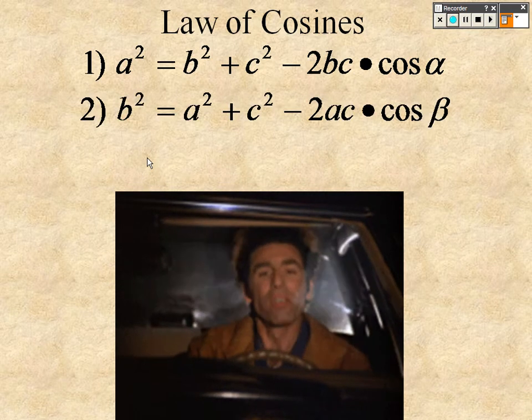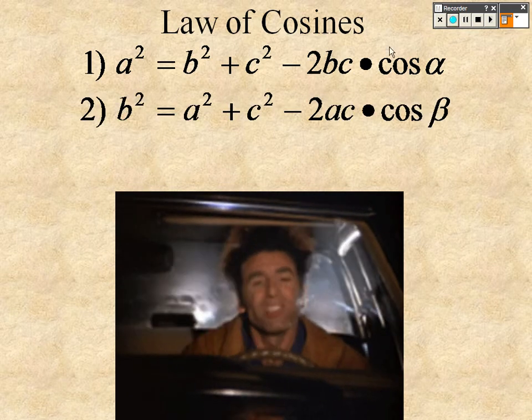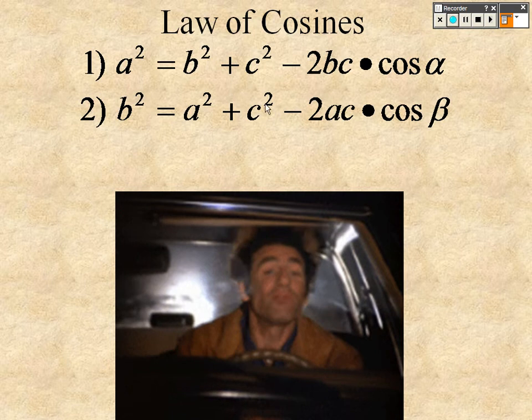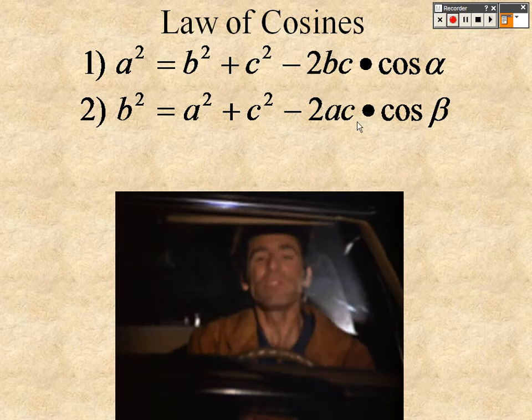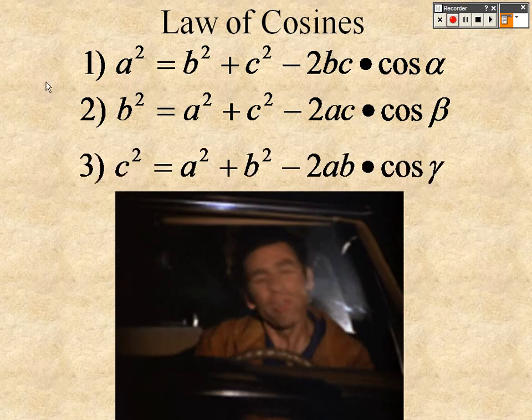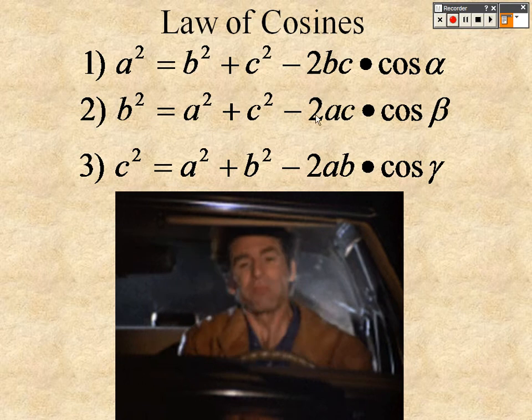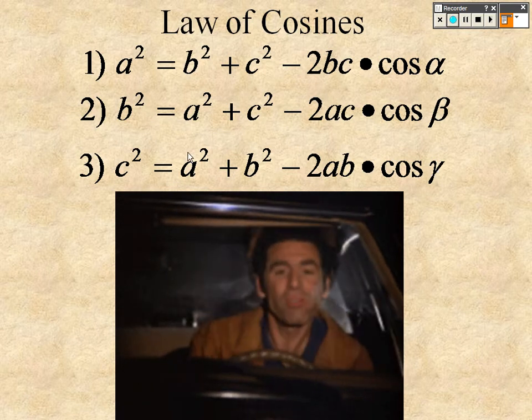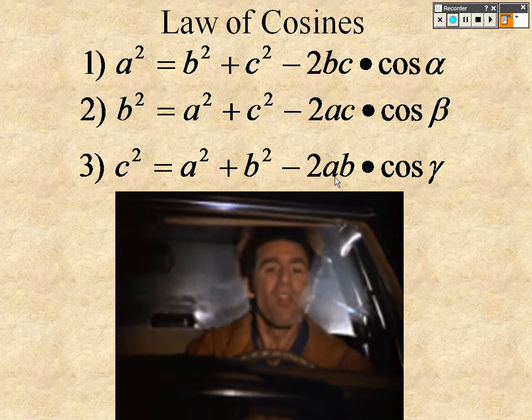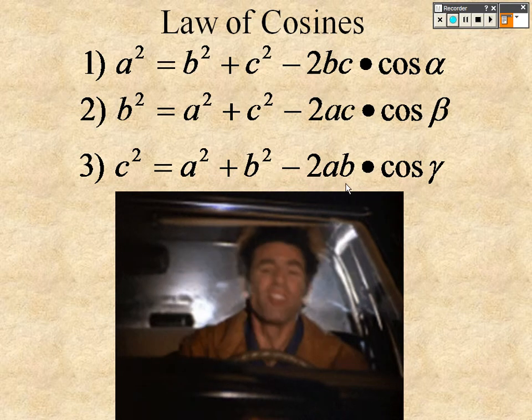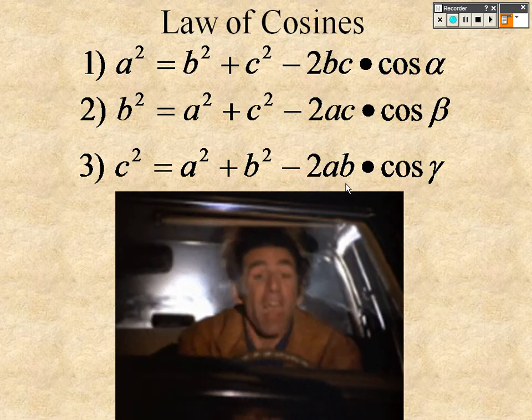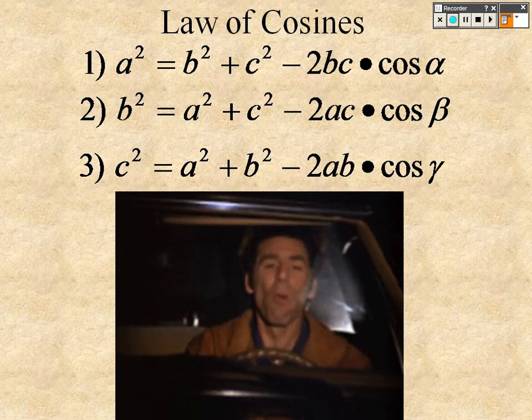Well, it happens the same way this way. Since it's b, b's in the end, then it's a squared, c squared, so that's why it's minus 2ac. And then the last one is c squared, which means that's why gamma is on the end. So it's a squared, b squared, and then once again notice why it's minus 2ab. Okay? So try your best to remember those formulas.